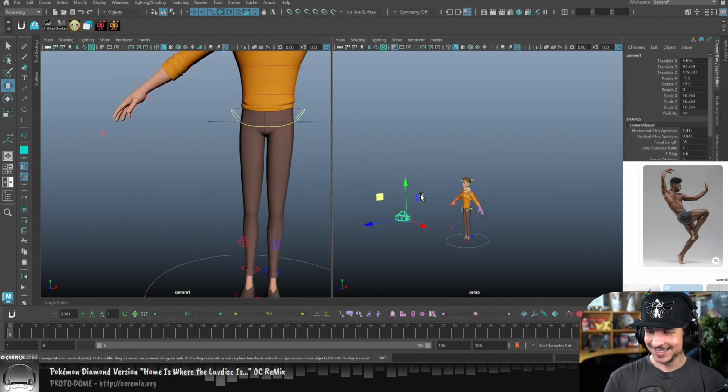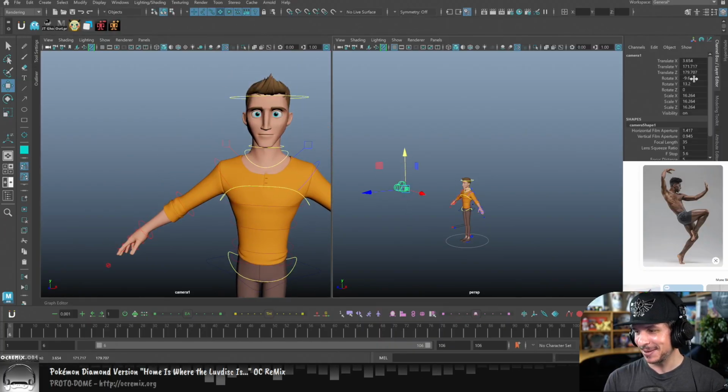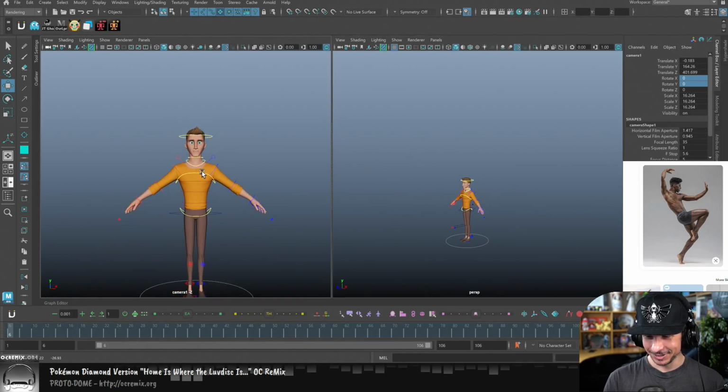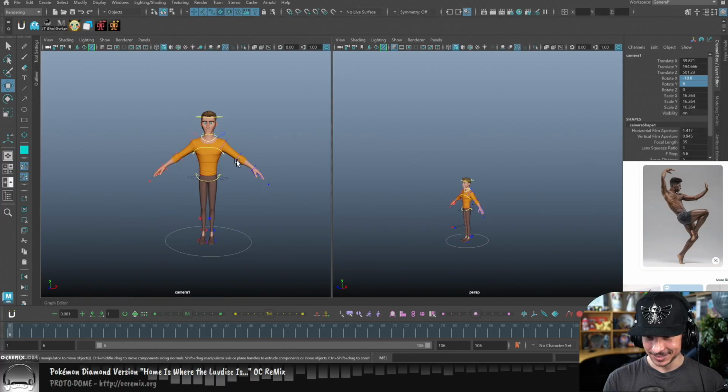No. The moment where you're so used to animating one way and then your hotkeys flip. Or I should say your middle mouse right click flip. So we'll do this with the mouse here for a little bit.